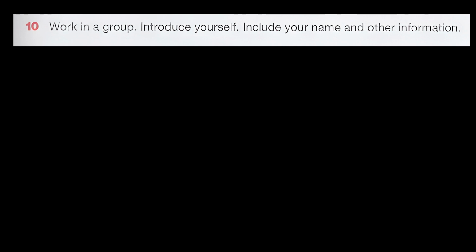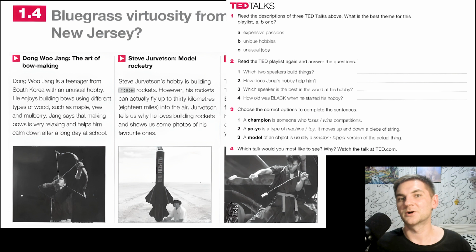Now let's look at your homework. Task number 1. Read the description of 3 TED Talks above. What is the best theme for this playlist? The main idea of the whole 3. Expensive passions, unique hobbies, or unusual jobs.